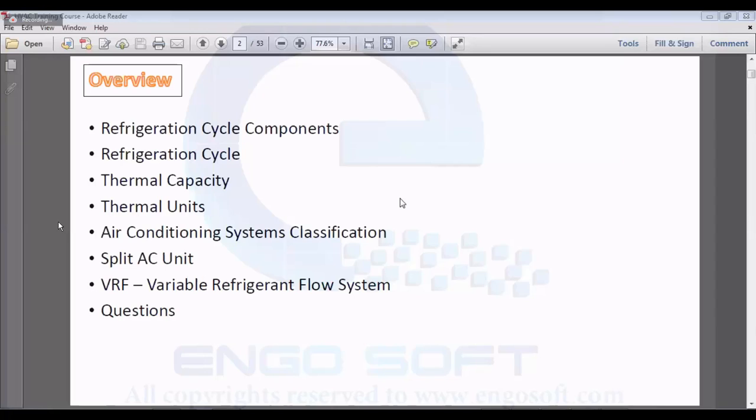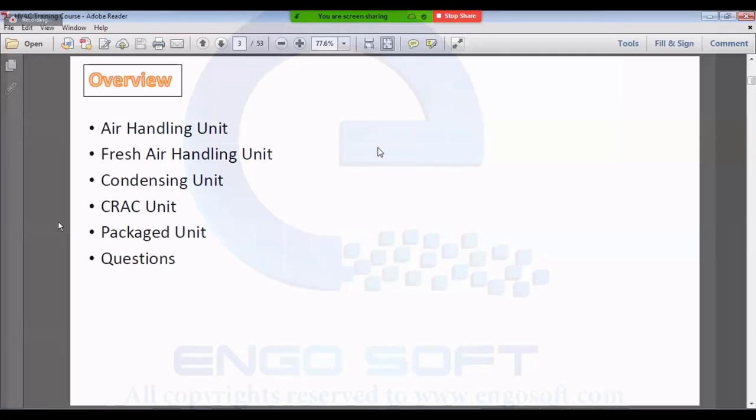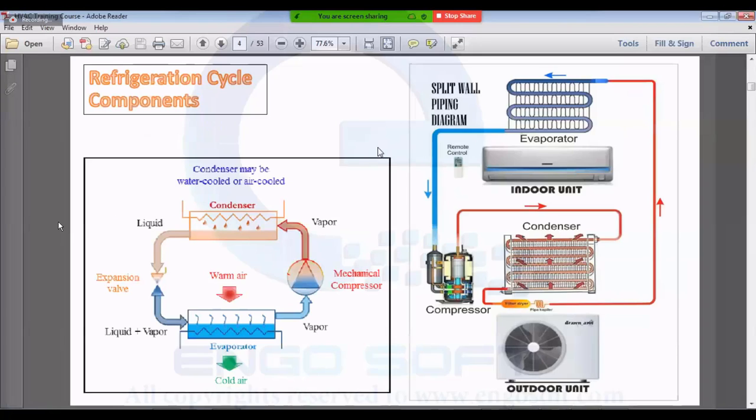Do you understand what the problem is? I understand. This is that I don't know. I cannot think of an answer for that. Yes, we still don't know the answer. So we will start with the refrigeration cycle components.